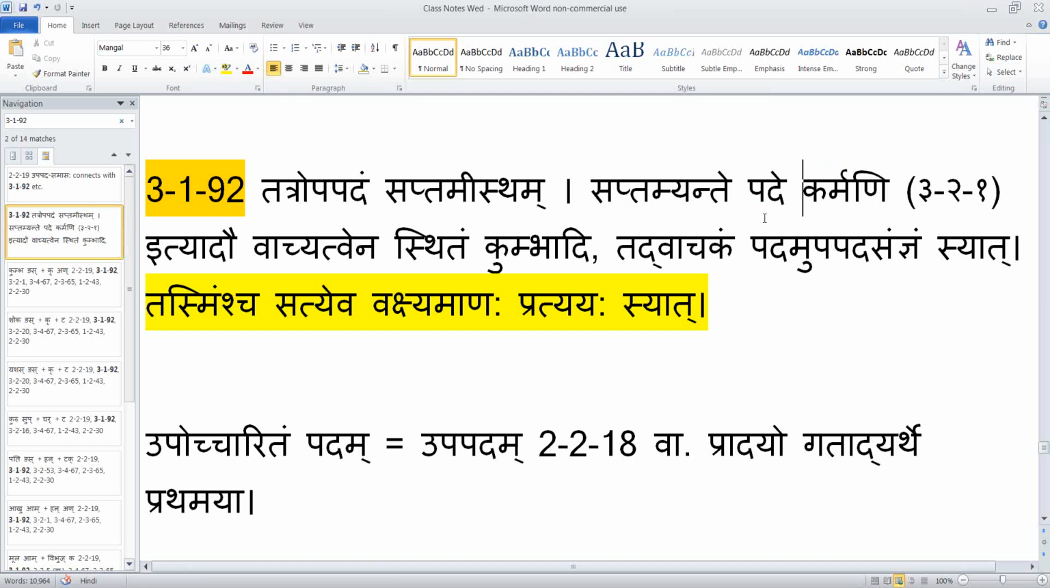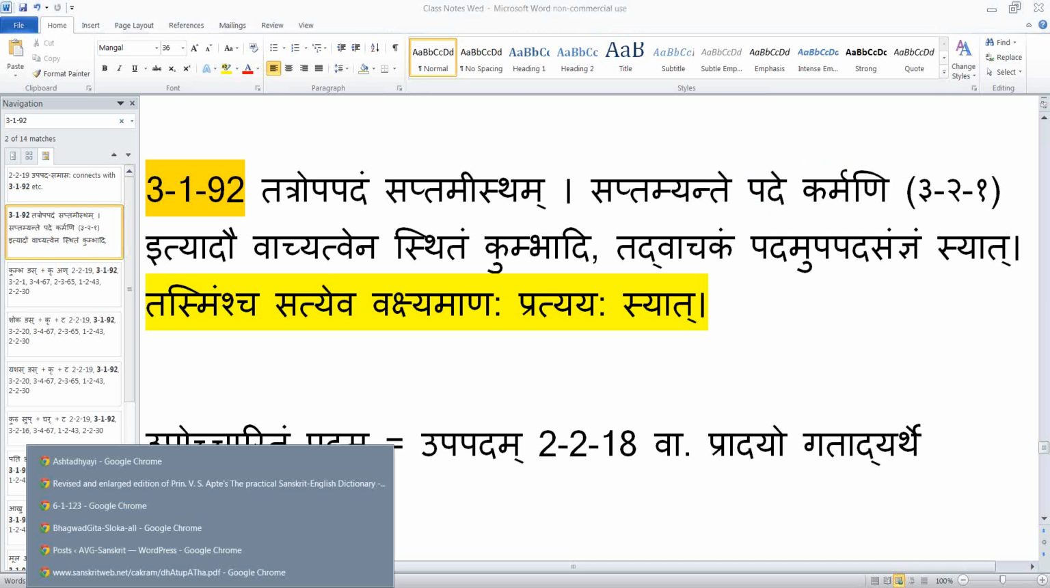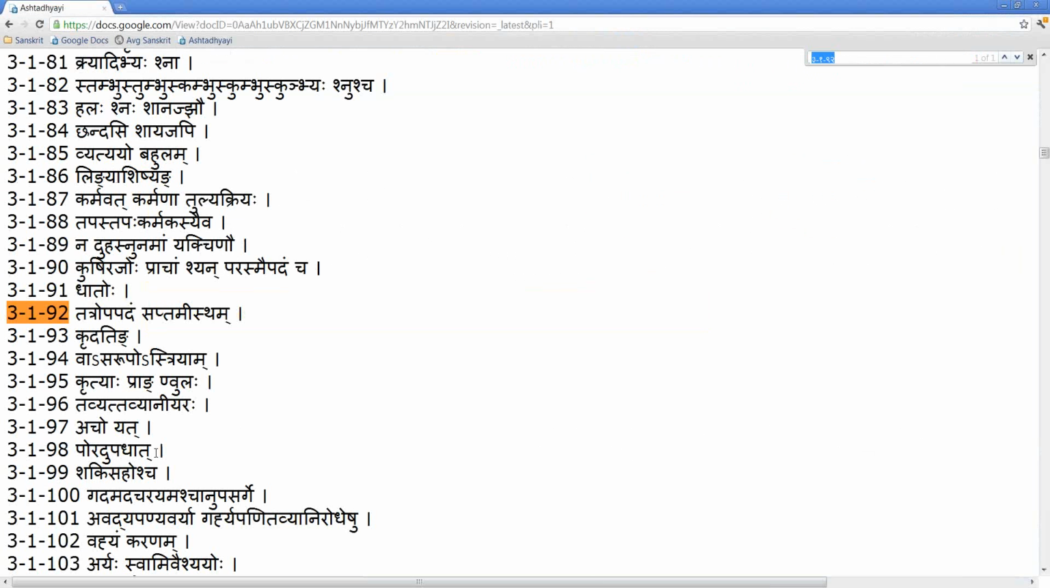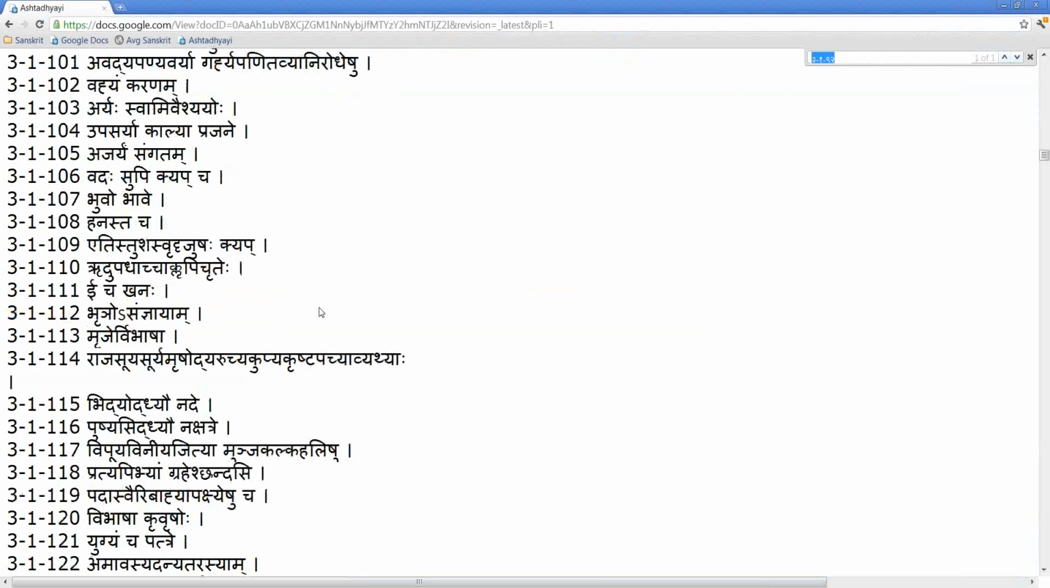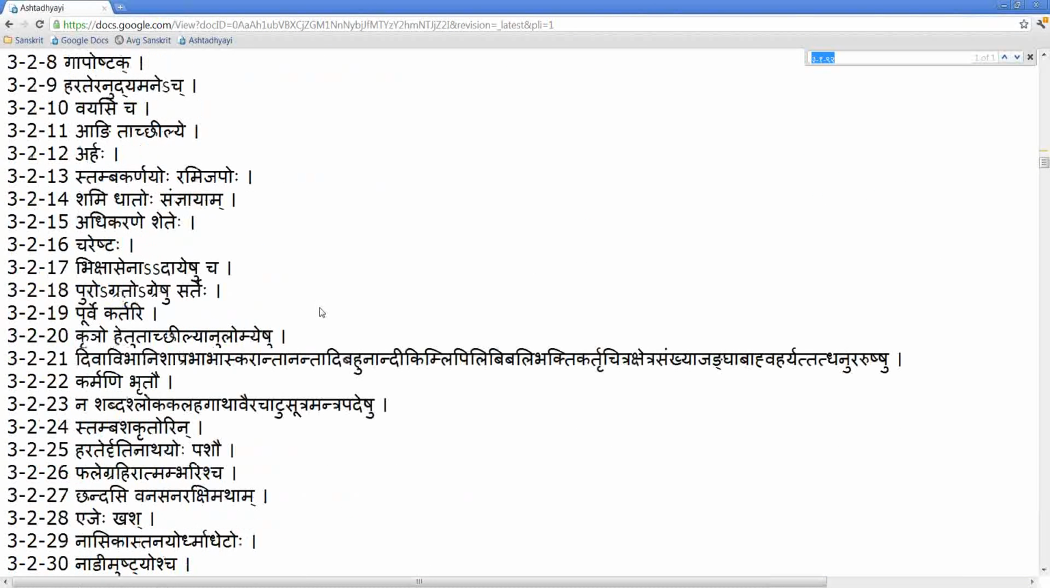We don't know. As I said, this entire adhikara goes from 3.1.92 to the end of chapter 3. Tatropapadam saptamistham, but many useful ones come in 3.2. So it might also become specific words. See, bhikshasenadayeshu ca. This is also saptami. It doesn't have to be a word like karmani or supi or adhikarane. It could be specific words also. So all these things are going to be in saptami.